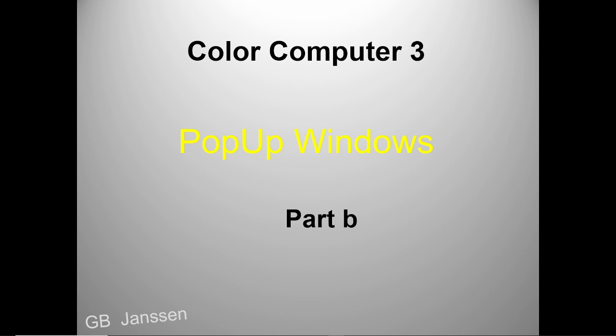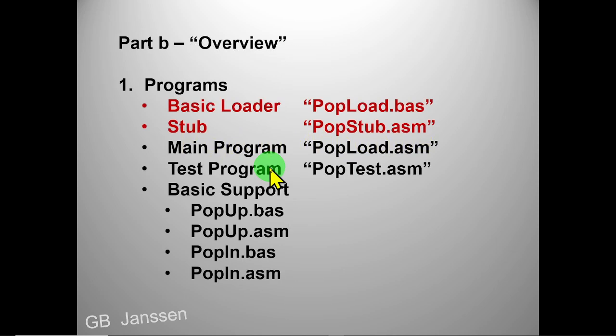Color Computer 3, Pop-Up Windows, Part B. Okay, if you remember from Part A, we did the overview of what we were going to do. Well, here we are. In this part, we're going to look at the first two programs, which are our BASIC program, which is the loader, and the stub program. We'll get through that, and then in Part C, we'll do the main program, and so forth.